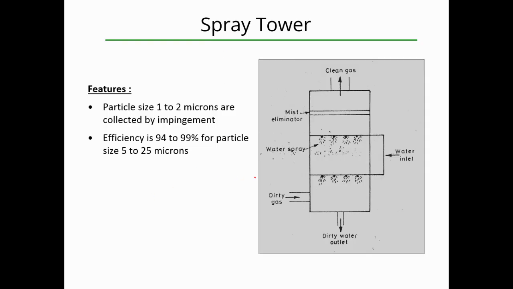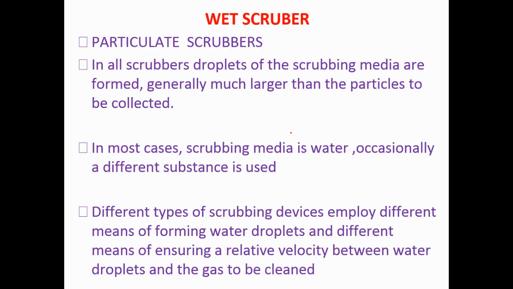Next, the spray tower. This is the common type of spray tower you already discussed in the previous class, where there are water sprays. The water spray is sprinkled and the dirty gas is passed from below the tower, and the cleaned gas exits from the upper part. This is called a spray tower, the normal spray tower. We do not go into details on it.